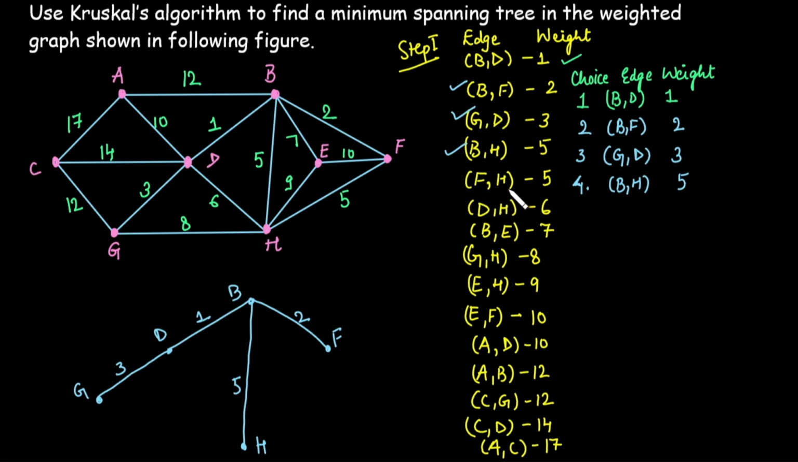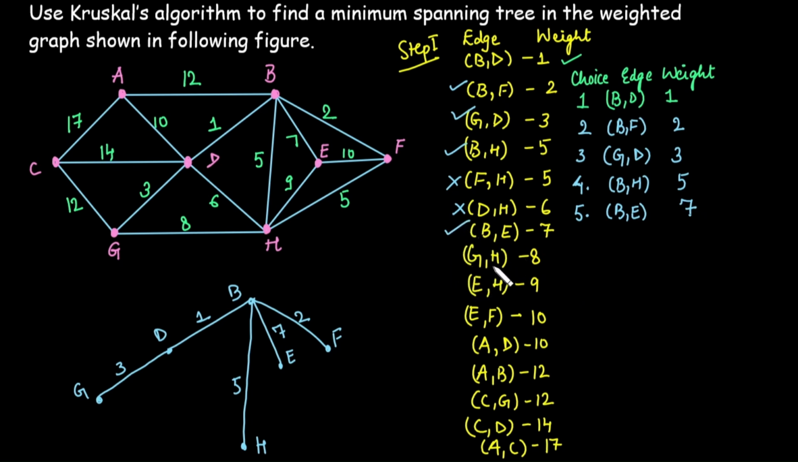Next, can we include FH as a part of the spanning tree? No, because it is forming a cycle, so discard this. Can we take the next choice DH? No, because again it is creating a cycle, so discard this. Can we take BE? Yes, because it is not creating any cycle. And the weight over here is 7. So the fifth choice we have is BE with the weight 7.